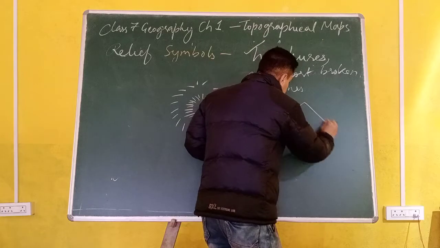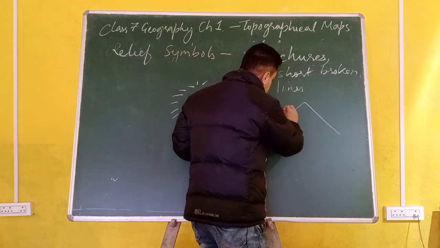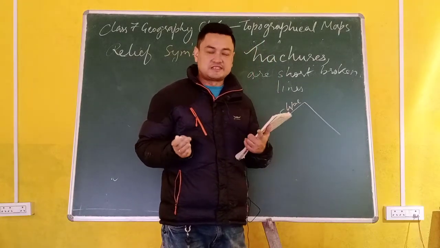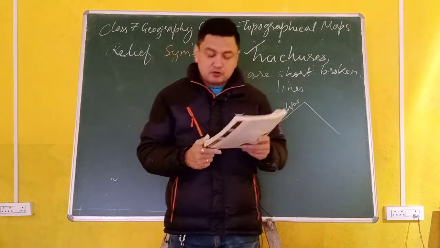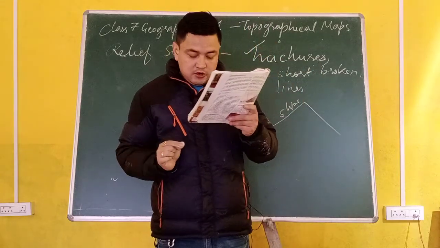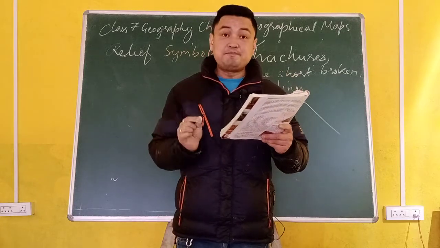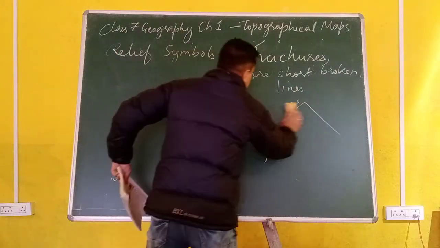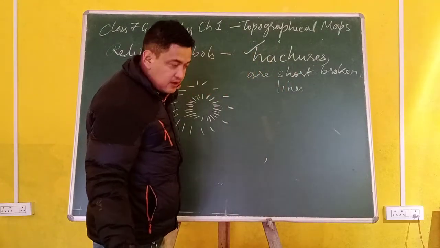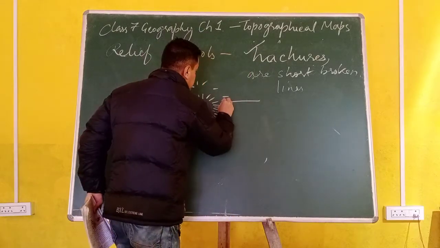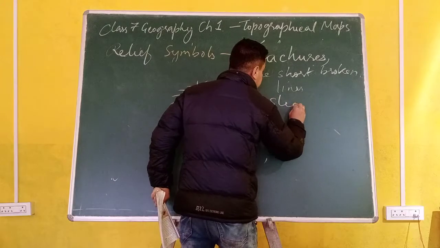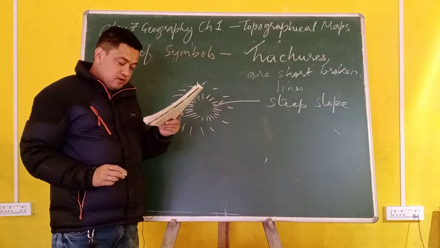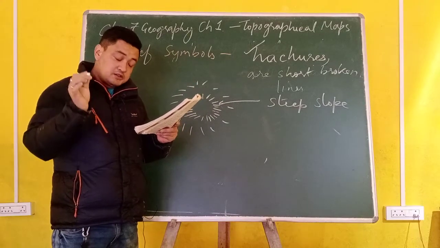Now, a mountain has a slope. There are two types of slope: one is gentle slope and one is steep slope. Remember that. To represent the direction of the slope, for steep slopes the lines are drawn closer to each other. If the hatches are drawn closely like this, it means it has a steep slope.